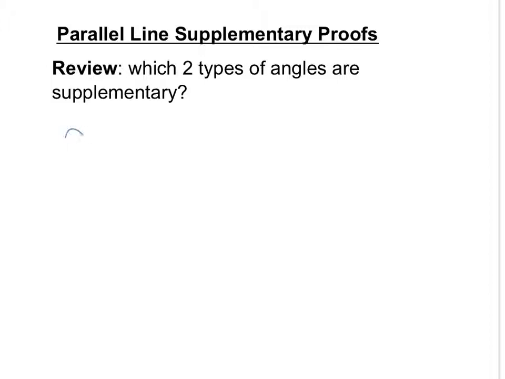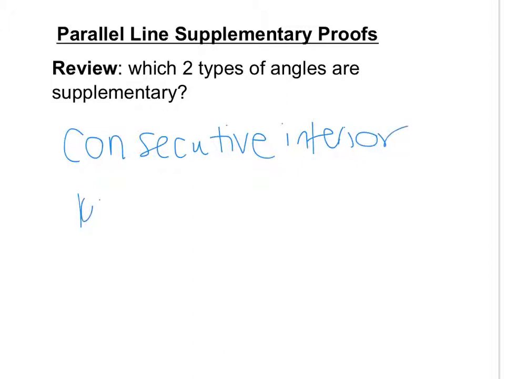Well, those would be the consecutive interior, and the linear pair. Right? So the consecutive interior ones are the ones that are on the same side on the inside, and the linear pair is when together they form a line and they're adjacent. So we're going to focus on those two specific kinds of angles today when we start these proofs.